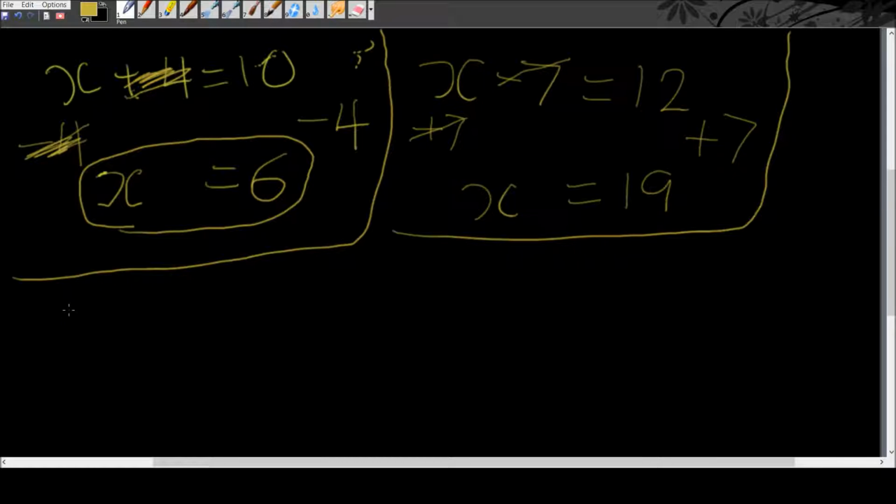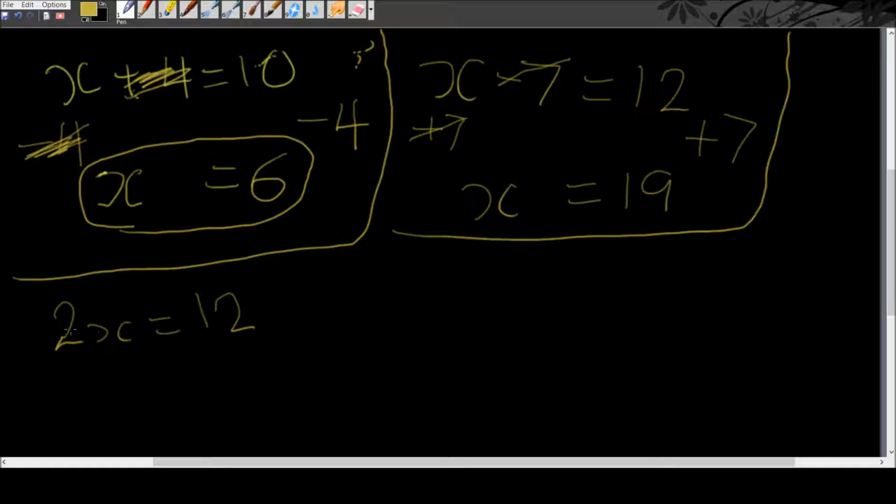Let us have, let's say, 2x is equal to 12. Now, first off, let's think about what 2x means. 2x basically means two lots of x's, or 2 times x, okay? So you can kind of imagine there's an invisible multiplication there. So 2x basically means 2 times x.